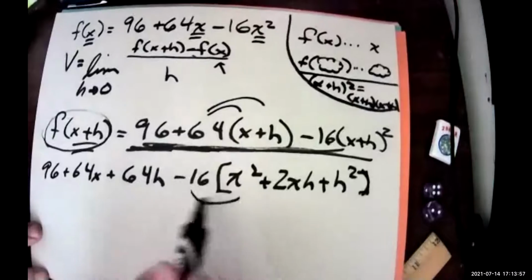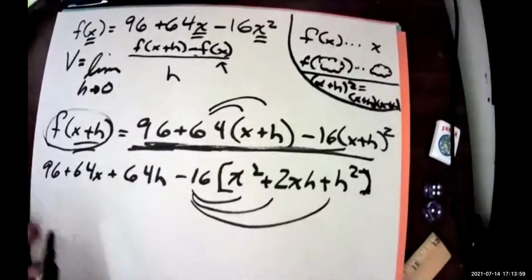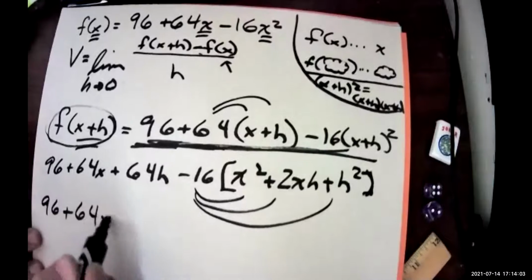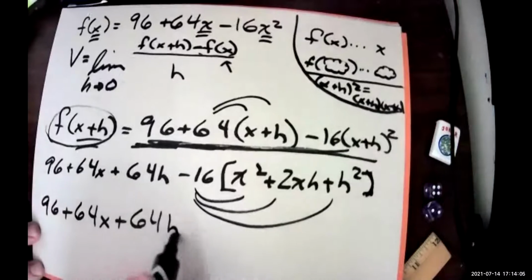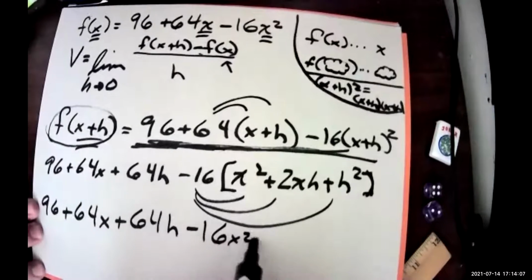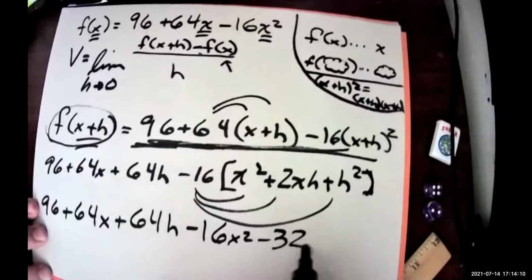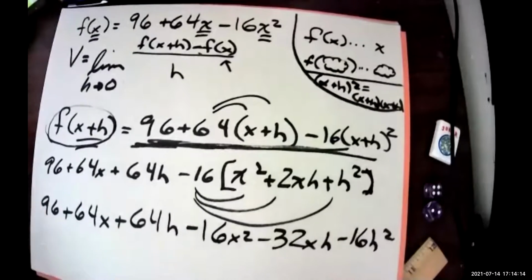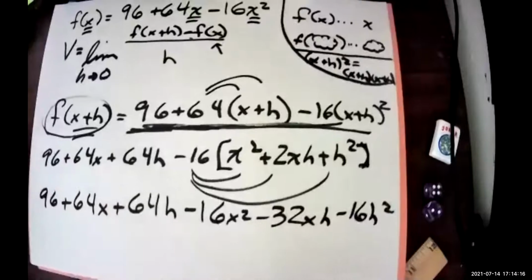And then, of course, if I distribute this through, now I have 96 plus 64x plus 64h minus 16x squared minus 32xh minus 16h squared. That's a real lot of stuff.